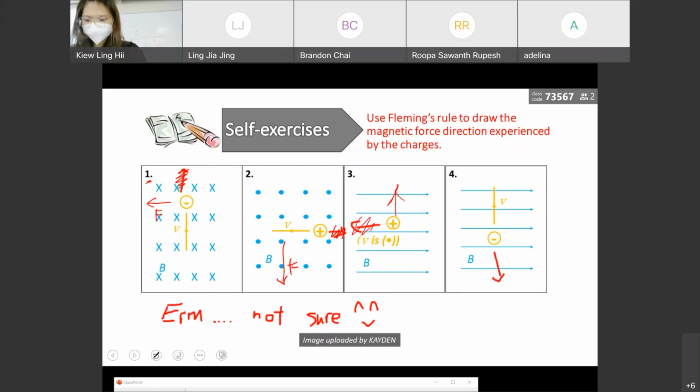Question 4. Velocity is now going upwards, so middle finger point up. B to the right. So where does your thumb show? Is into the screen now. So it's a cross product. Alright?